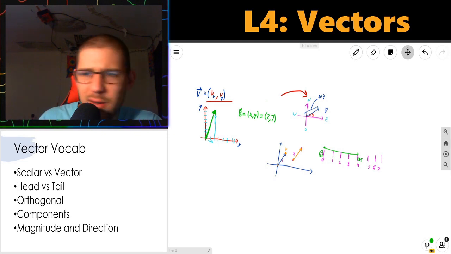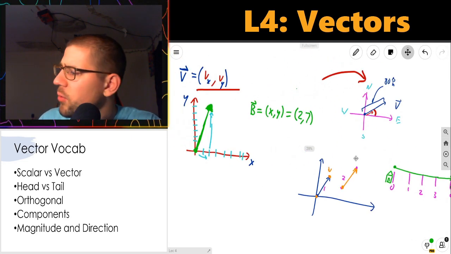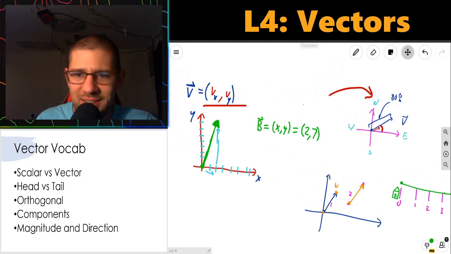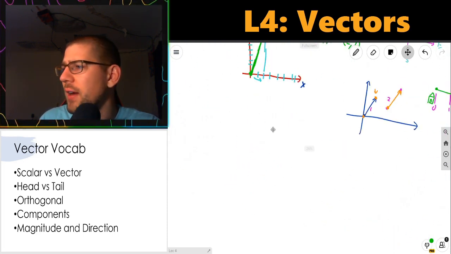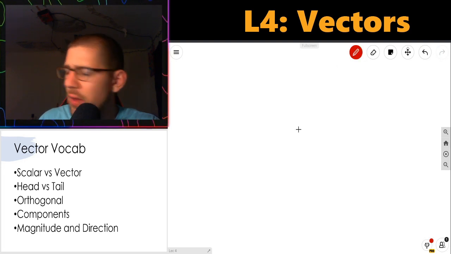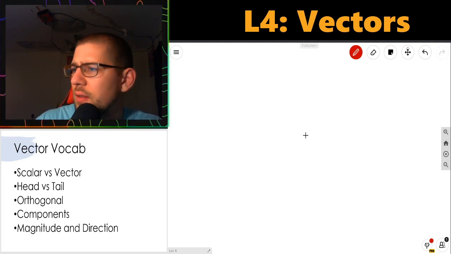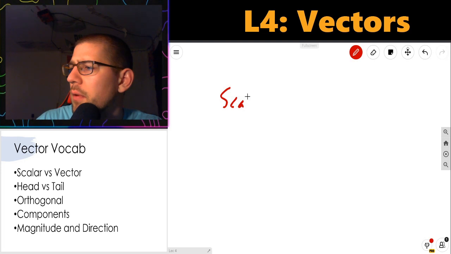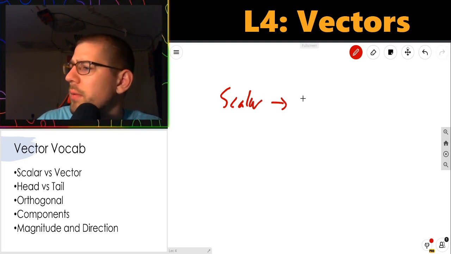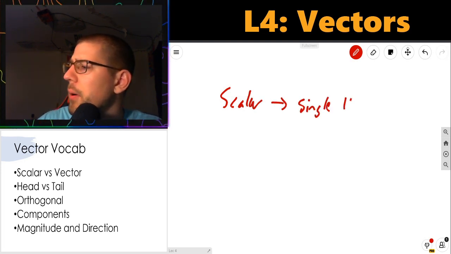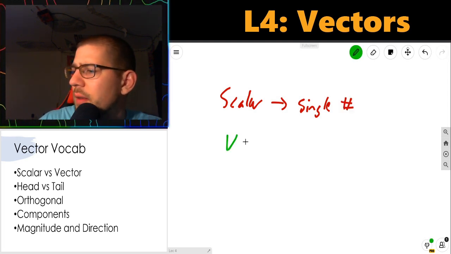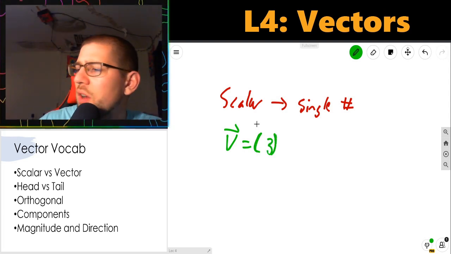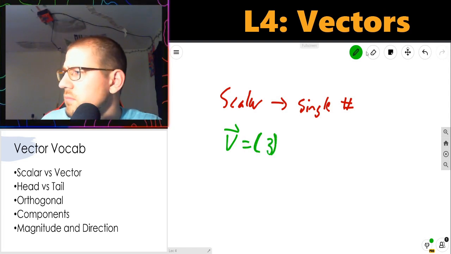Let's talk a little bit about vector vocab. I'm going to use a couple of words throughout this, and I want to make sure that the words make sense. The first notion is scalar versus vector. A scalar is just a single number. I can actually think of a vector in one dimension, say it's 3. A vector in one dimension basically is a scalar. Pretty close.